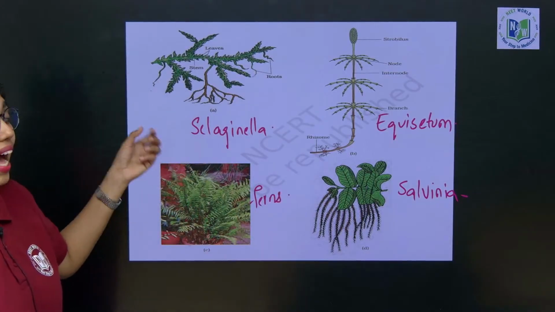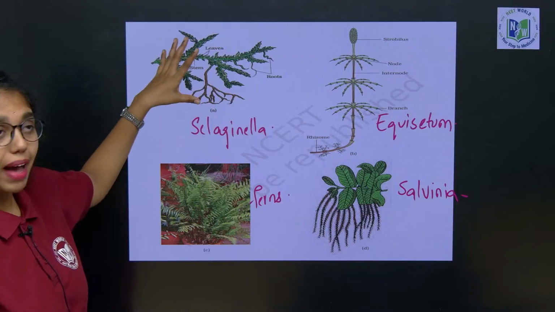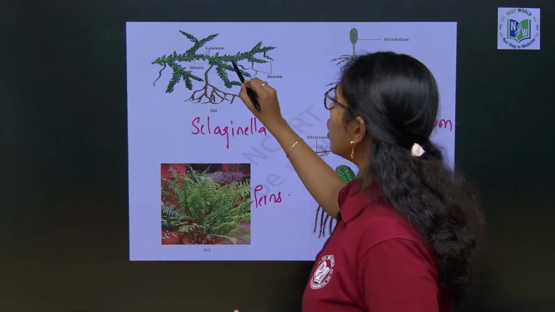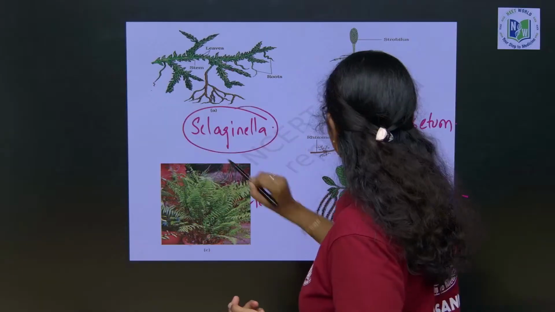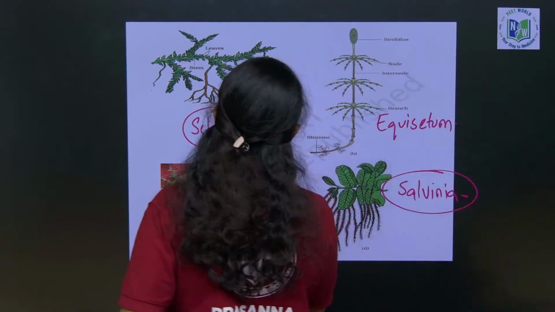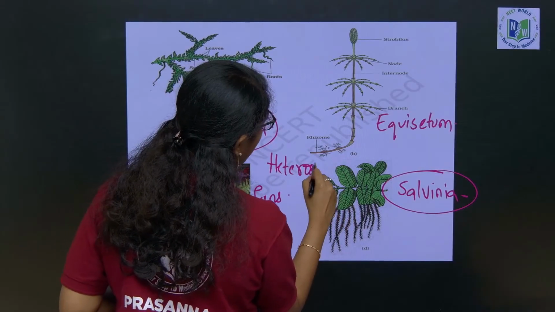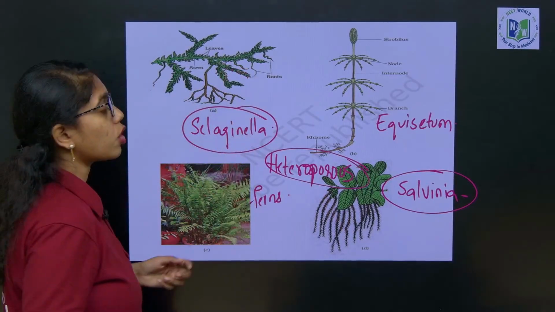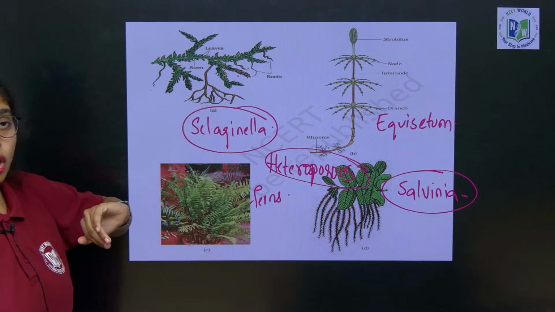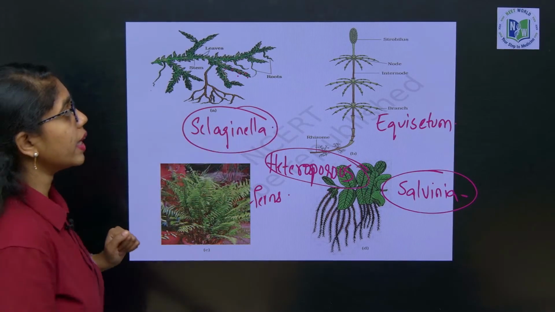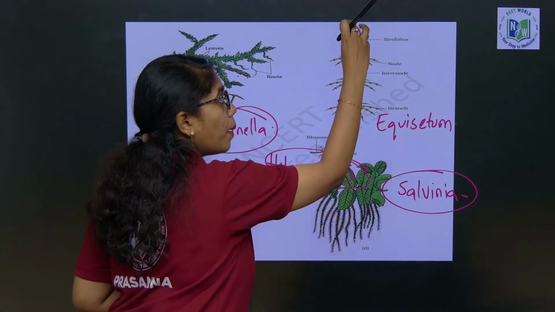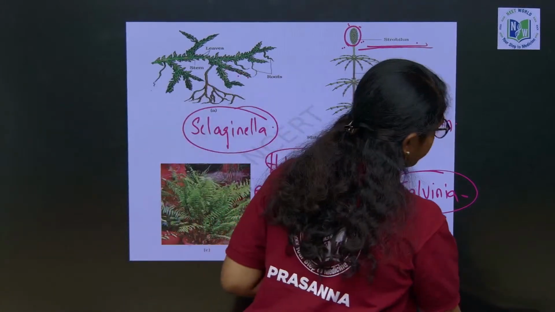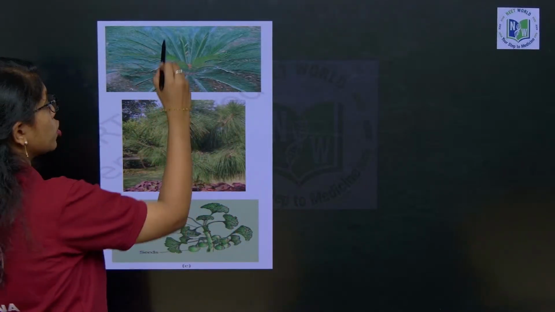Selaginella has small microsporophylls and macrosporophylls. The leaf-like structures are called microsporophylls or macrosporophylls because they have different types of spores. Both Selaginella and Salvinia show heterosporous condition. Two different types of spores are formed, and these spores are present on the leaf structures. That is why leaves are called sporophylls. In Equisetum, if you clearly see, Nana, spores are arranged into compact structures called cones or strobili. Do remember that.